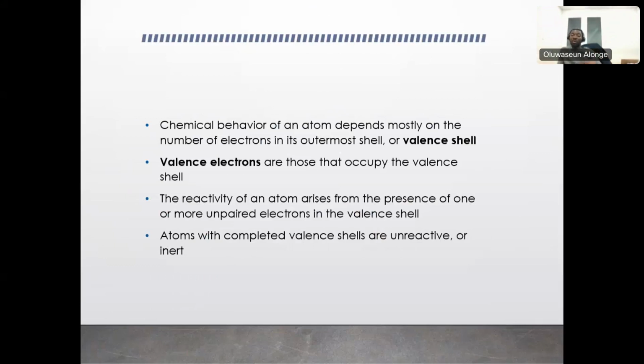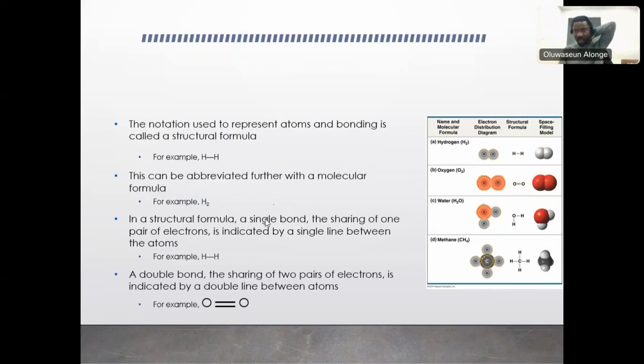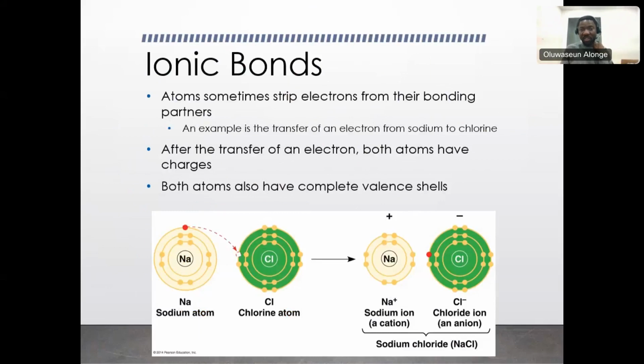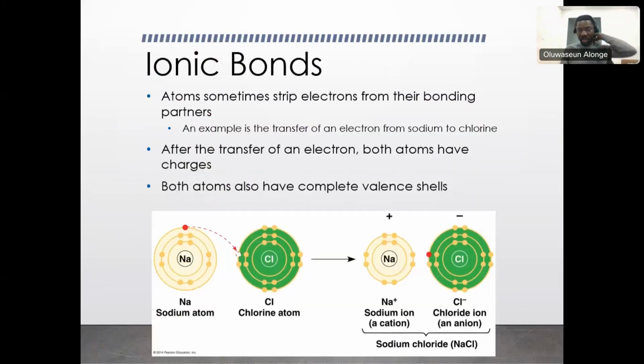I will talk about this later and it will make very much sense to you. Let me use chlorine, for instance, which has 17 electrons. If you check here, the first shell contains 2, the second shell contains 8, and the last shell contains 7.